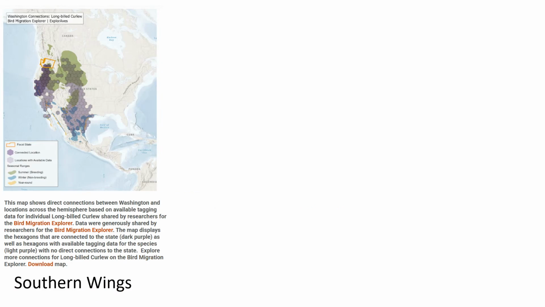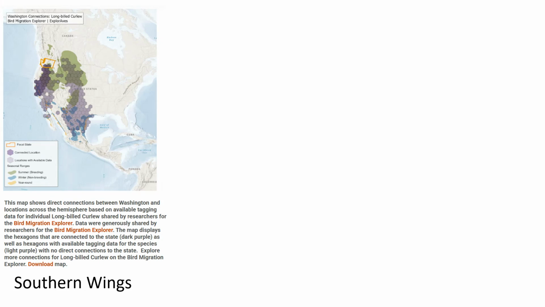Using Washington and long-billed curlew as an example, the focal species account includes a single species connection map adapted from the Bird Migration Explorer. This map illustrates direct connections between Washington, in this example, and other locations across the hemisphere, based on available tagging data shared by researchers.